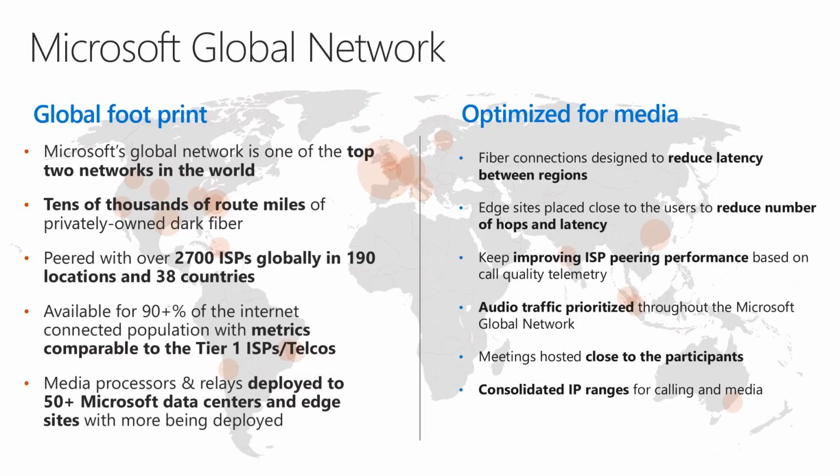And all of this is to optimize for media. So it's built to reduce latency, reduce the number of hops, we prioritize audio traffic, and we keep improving ISP peering performance based on our call quality metrics. So if we see in the telemetry that the call quality is not what it should be, we are going to work with the ISPs to improve it. As mentioned earlier, the meetings are hosted in the same region as the participants, and we have consolidated IP ranges to make it really easy to do the right configuration on your network and firewalls. All in all, the optic network could stretch to the moon and back 3 times over.